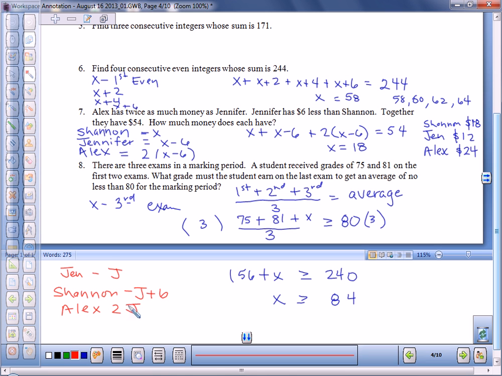So we could do it that way. We could solve for Jennifer and do the problem in terms of Jennifer. I did it in terms of Shannon. Usually I do it in terms of whatever the question asks. But this question is to find all of them, so we got to pick. If the question had said, how much money does Shannon make? Then Shannon would definitely be x. Or if the question said, how much money does Jennifer make? Then I would let Jennifer be represented by the variable. All right, any questions on this one?